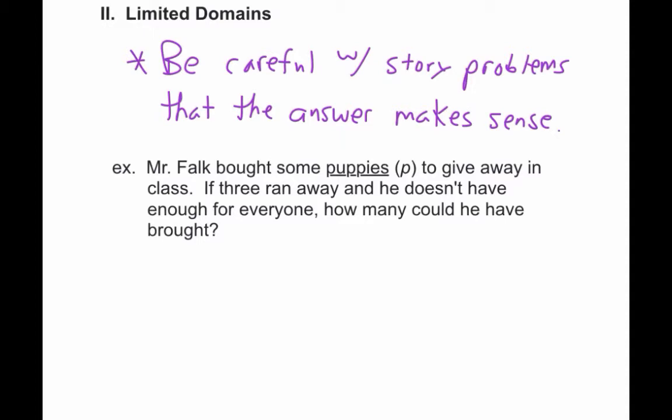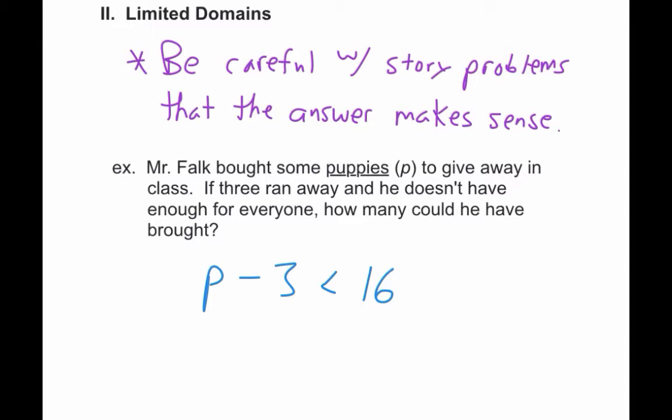How could we take and change this into an inequality of some sort? So I bring in some number of puppies, so P. 3 ran away, minus 3. And I don't have enough for everyone. Well, there should be 16 of you guys. So less than, is it less than or equal to or less than?